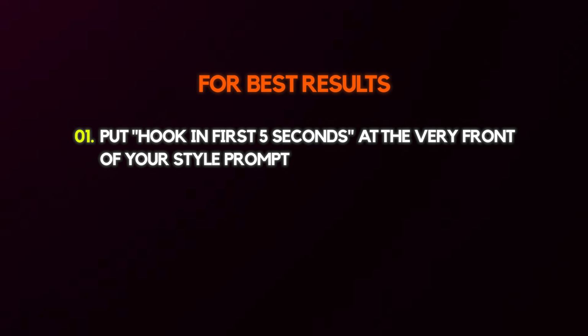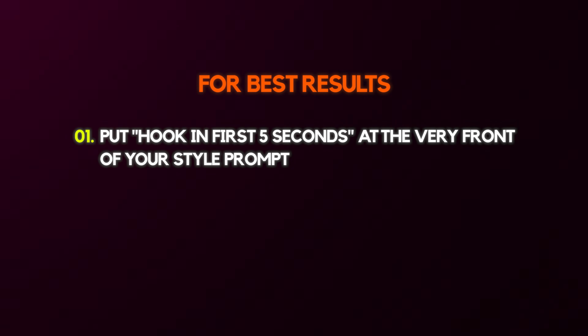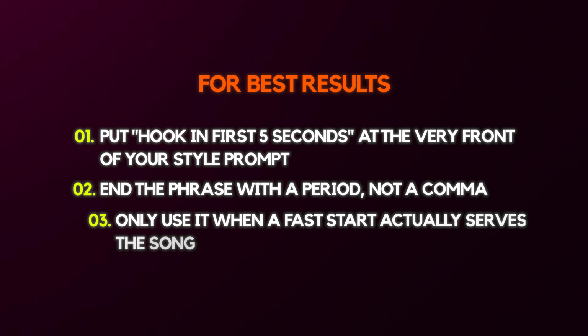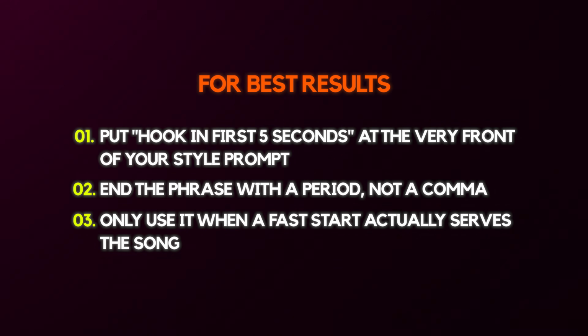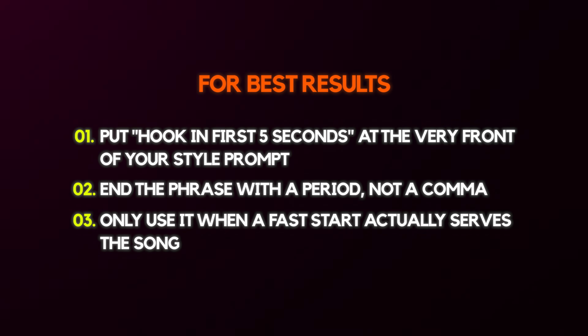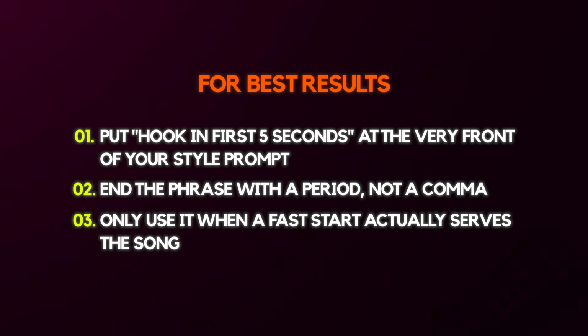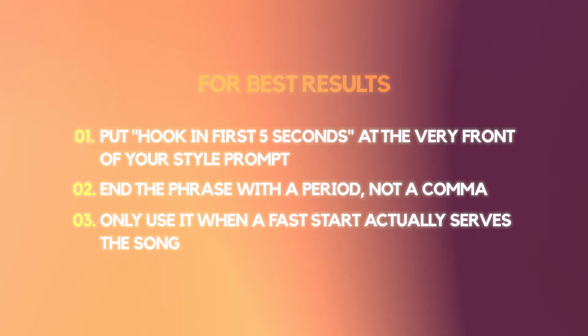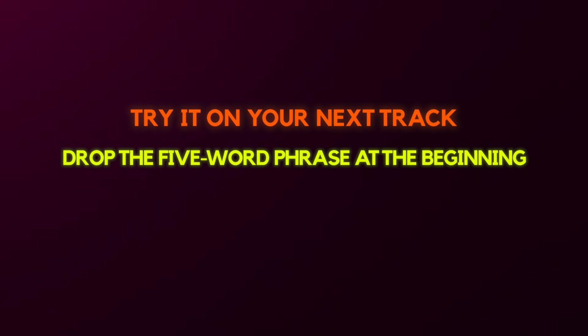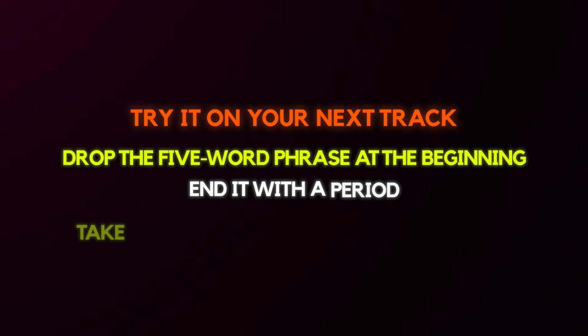So let's quickly recap how to use this reliably. 1. Front load it. First position carries the most weight. 2. Use a period. It reads as a firm instruction instead of a loose suggestion. And 3. Be intentional. Kill the intro when it's hurting the song. Keep it when it's helping. And that's really the whole point here, and most people don't even realize they have control over the intro. Try it on your next track. Drop the 5-word phrase at the beginning of your prompt, end it with a period, and take back control of where your song begins.